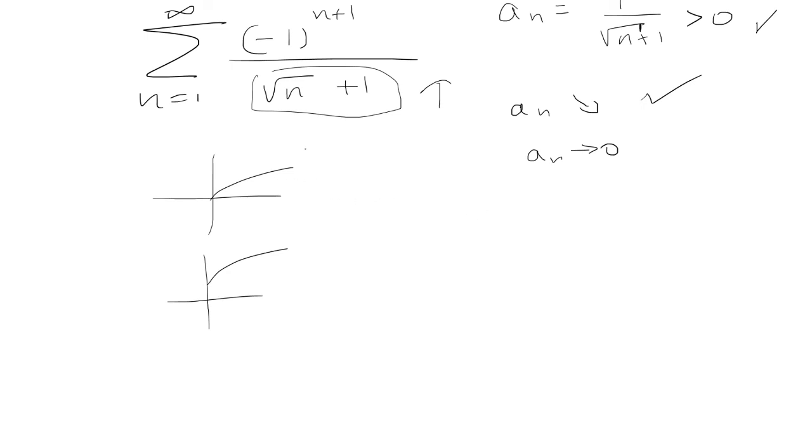Does this go to 0? Well, yeah, as n approaches infinity, the denominator is going to infinity. So the top is going from negative 1 to 1, alternating, and that's obviously going to 0. So all three conditions are met, therefore this converges by the alternating series test.